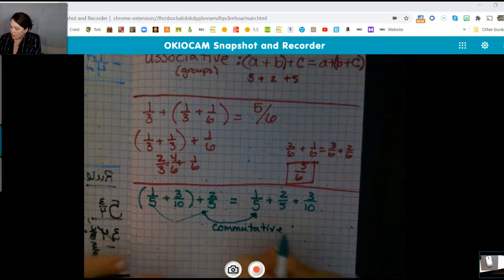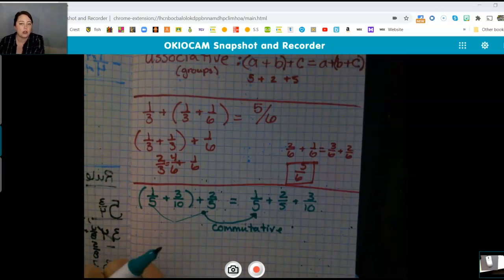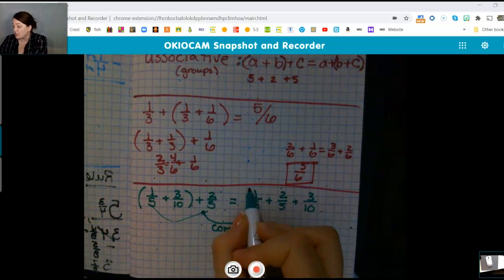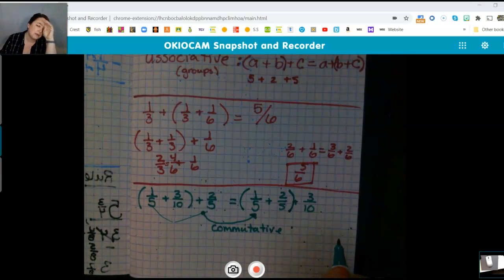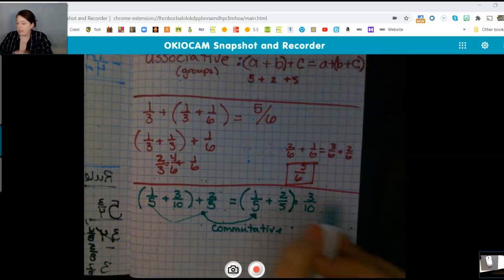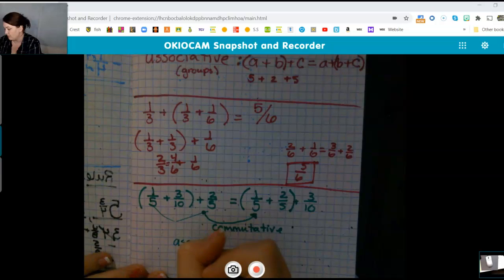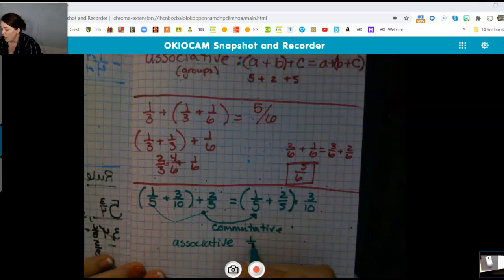Because look, you guys, 1/5, yes. Oh, nope. I changed the order. And as soon as I change the order, I'm using the commutative. And I have to change the order because I want to add these 2 first. And then, of course, because I'm adding those 2 first, I'm using associative. So now I'm using associative property to say 1/5 plus 2/5 is 3/5.